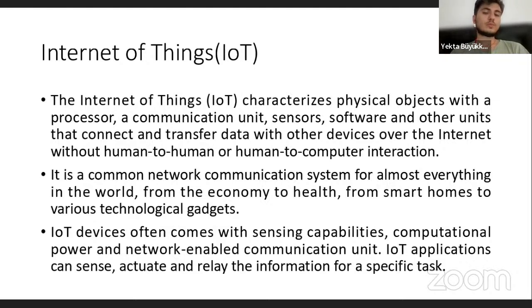And it is a common network communication system for almost everything in the world, from the economy to health, from smartphones to various technological gadgets. For example, your refrigerator could be an Internet of Things device in 5 or 10 years, and this is to me an interesting concept. And IoT devices often come with sensing capabilities, computational power, and a network-enabled communication unit. And these IoT applications can sense, actuate, and relay information for a specific task.